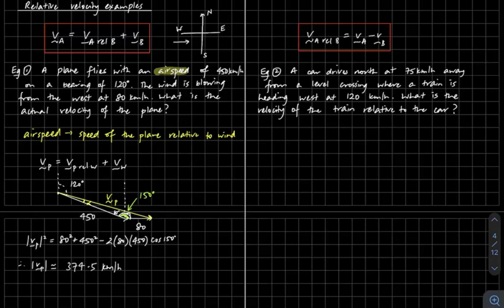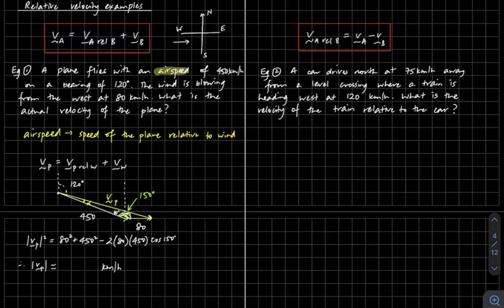And, whoa, hang on, 374.5 doesn't quite look right there. Should be more than 450, shouldn't it? So what have I done? I have forgotten to square the 80, and I also put a plus instead of a minus, so let's just copy that down and get those right. 520, that looks a bit better.